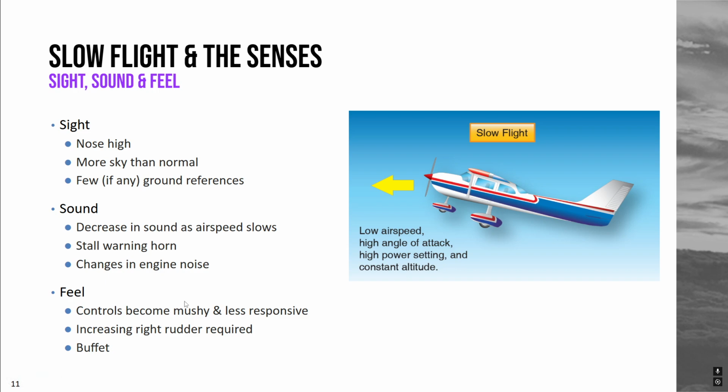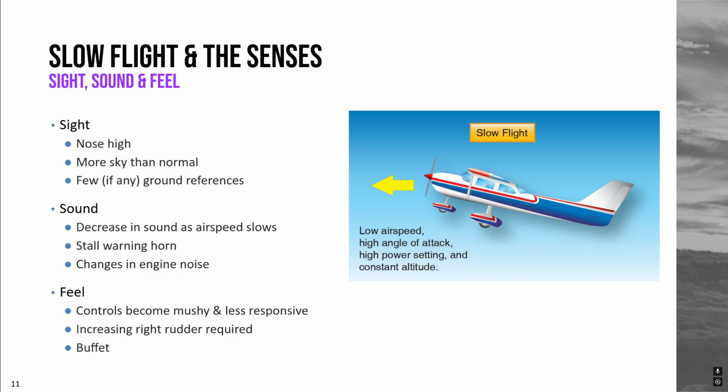And feel. Controls will become mushy and less responsive. That's because there's less airflow traveling around our flight controls. If I turn my yoke to the left maybe 2 or 3 inches at high speeds compared to low speeds, it'll be completely different. It's like driving on the highway and turning the wheel 90 degrees versus turning the wheel 90 degrees going through a parking lot. That's basically why the controls will feel mushy at these lower airspeeds.